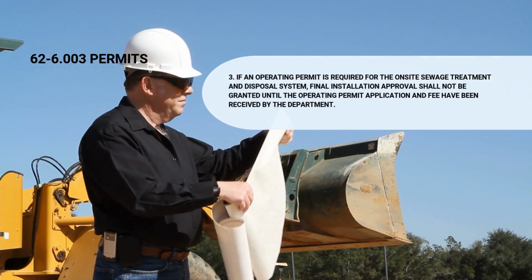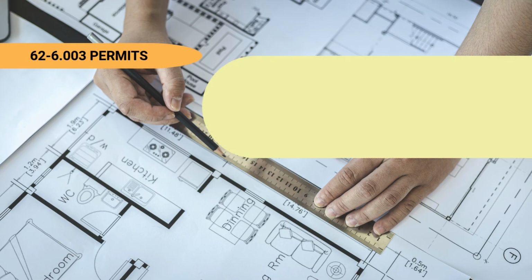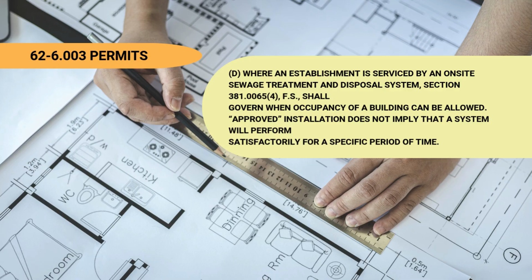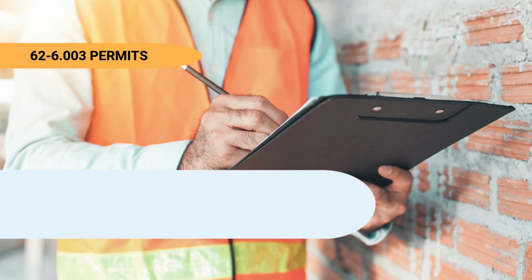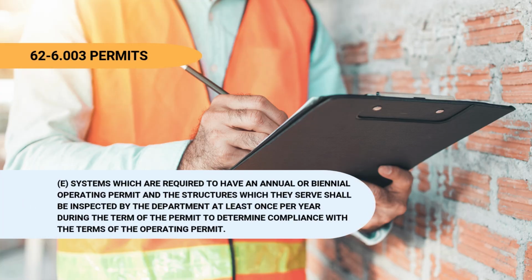D. Where an establishment is serviced by an on-site sewage treatment and disposal system, Section 381.0065(4), FS, shall govern when occupancy of a building can be allowed. Approved installation does not imply that a system will perform satisfactorily for a specific period of time. E. Systems which are required to have an annual or biennial operating permit and the structures which they serve shall be inspected by the department at least once per year during the term of the permit to determine compliance with the terms of the operating permit.